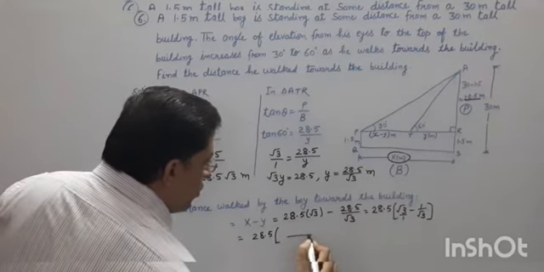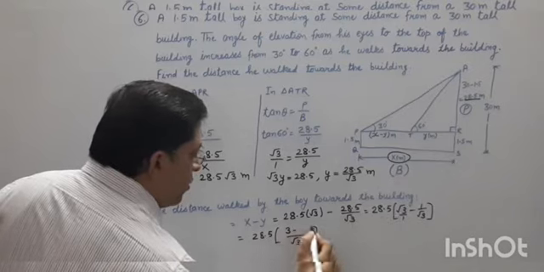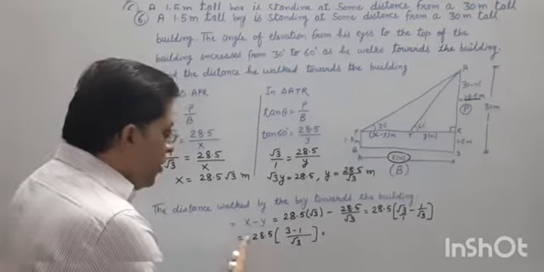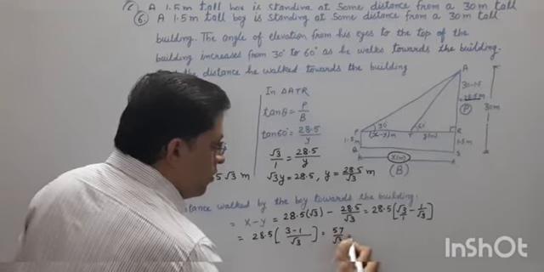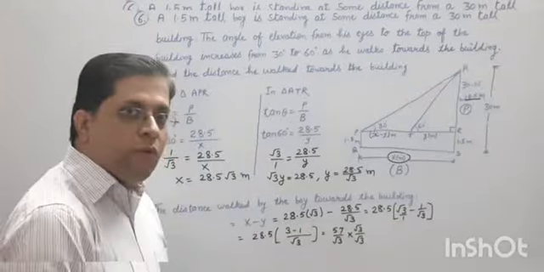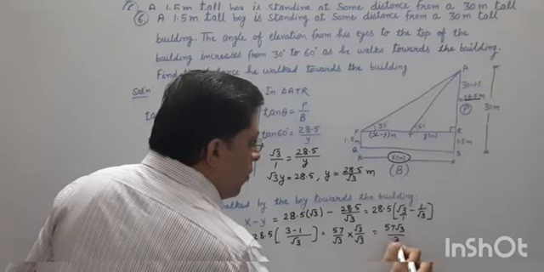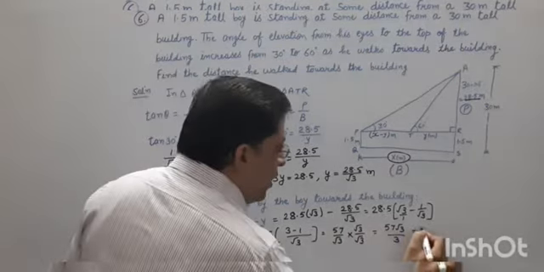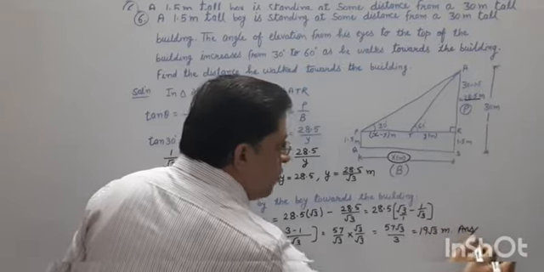LCM of these two is root 3. Then what will come? Root 3 into root 3 is 3 and then minus 1. 3 minus 1 is 2. 28.5 into 2 is what? 57 and root 3 is here. Take its rationalization. Then 57 root 3 upon 3. 19 3s are 57. If you cut it, you will get 19 root 3 meter. And this is your answer.